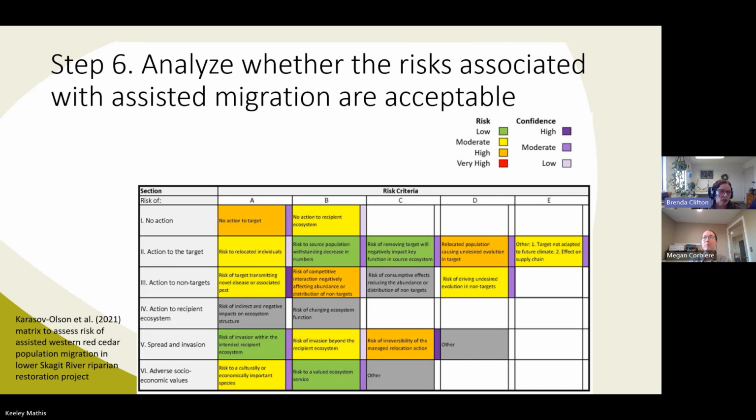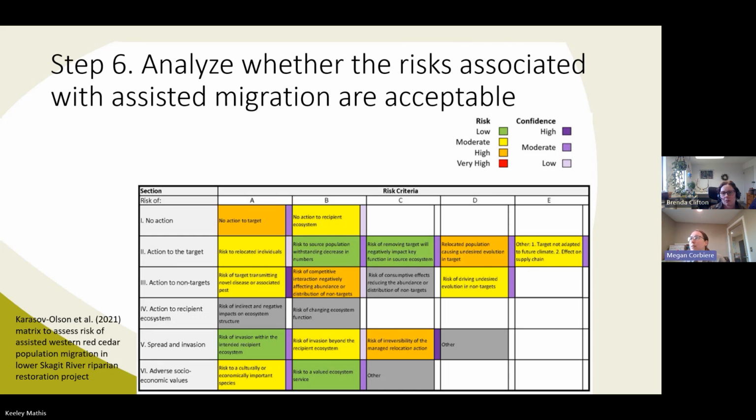Or maybe under 6 adverse socioeconomic values, if there turned out to be a high risk to a culturally or economically important species, that would be a line where I'd be like, no, this is too risky. I'm hoping with Western red cedar, which is a cultural species, that we're helping it instead of hurting it. But generally, the risk assessment, you have to determine for yourself what level of risk you think is too risky. They give you a few guidelines, but this is to help you visualize and really think about the risks involved.